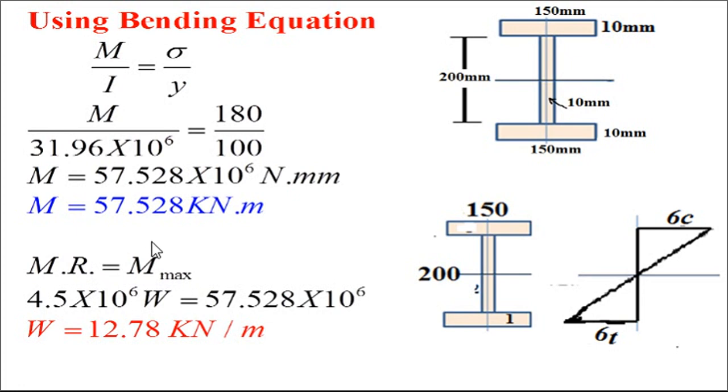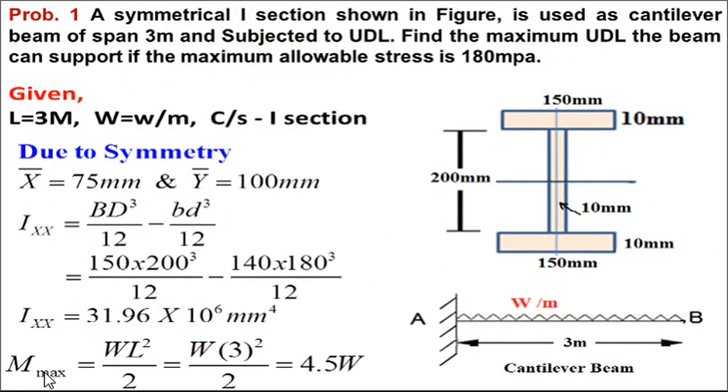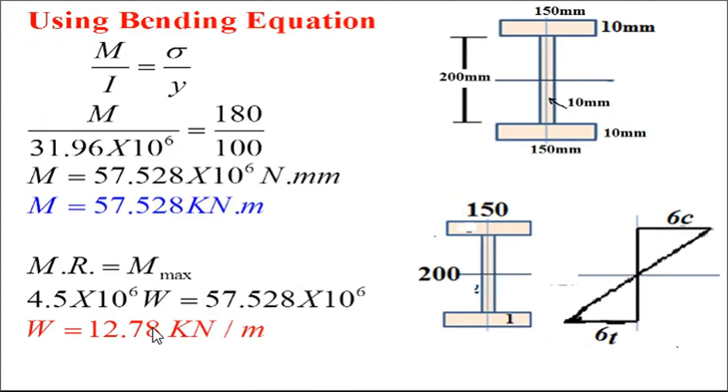Then to find W, we know that moment of resistance is equal to M max. Moment of resistance means 4.5 into 10 to power 6 W, which is MR. M max is nothing but MR. So 4.5 W is in kilonewton meter, so in Newton mm it will be 4.5 into 10 to power 6 into W. This will be equal to the M max calculated bending moment. Equate this, you will get the value of W, that is 12.78 kilonewton per meter.